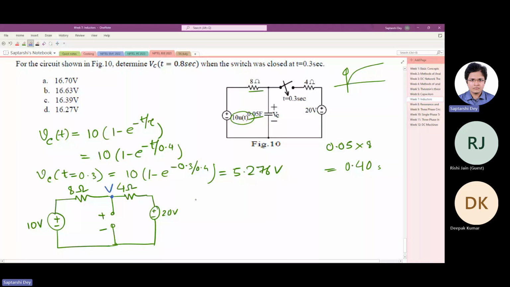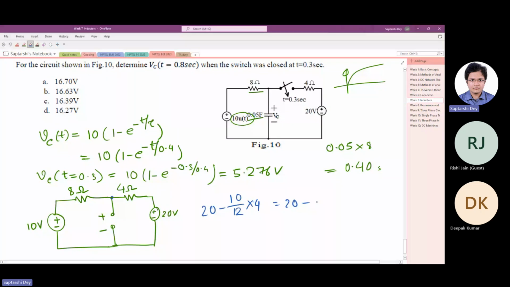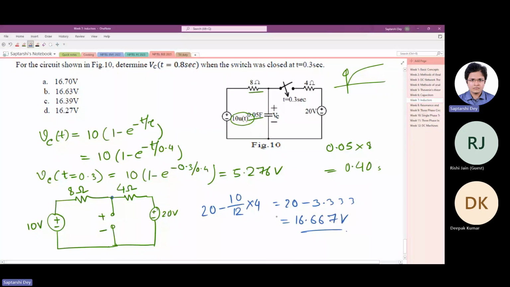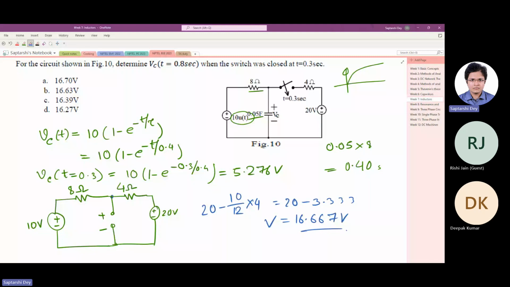We don't even need to analyze the circuit, do we? There is 10 volt, so the 10 volt gets divided across 12 ohm. So the drop across the 4 ohm is 10 by 12 into 4, and that much drop from the 20 volt side. So it comes out to be 20 minus 3.333, so maybe 16.667 volt. This is V. Right? It's a simple circuit. The 10 volt is dropping across the 8 ohm and 4 ohm. So how much drop is across the 4 ohm? 20 volt minus that much is giving us V.